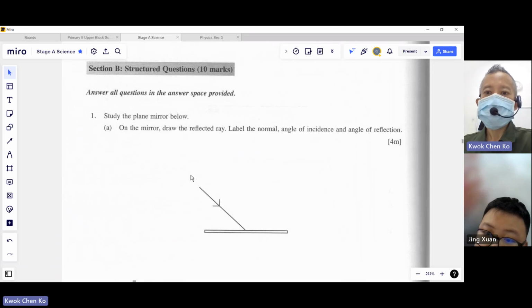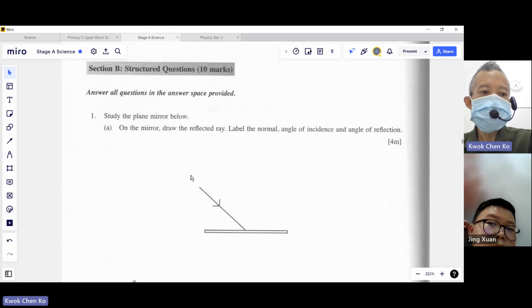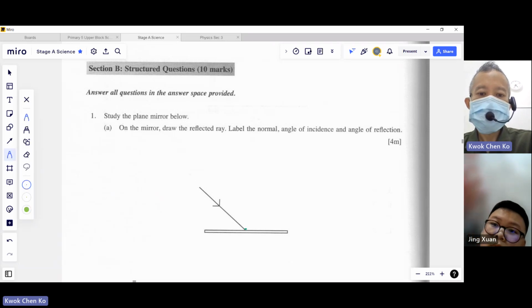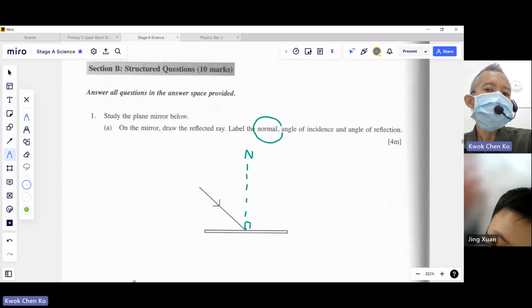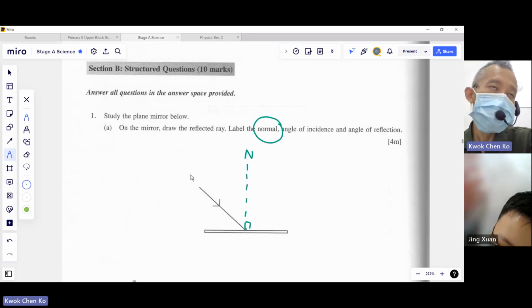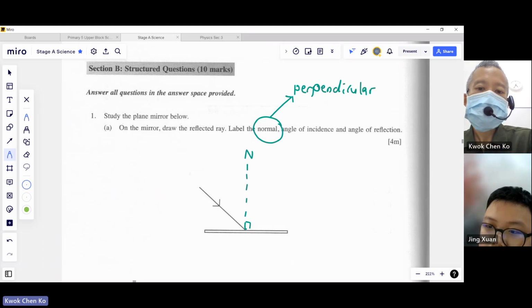Label the normal, angle of incidence, and angle of reflection. This one shouldn't be a problem for anyone. Normal is this one. Guys, just remember this word normal. Normal is not just normal as in English, but normal in maths and science means perpendicular. Probably you've encountered this in your maths already. So just take note of this word normal means a perpendicular line.